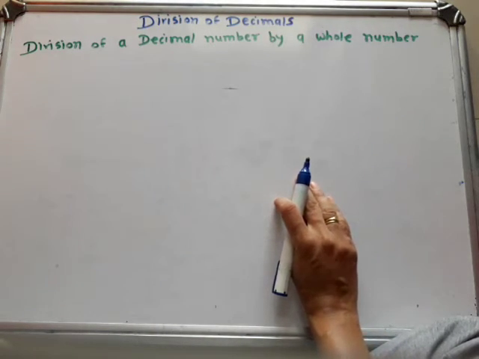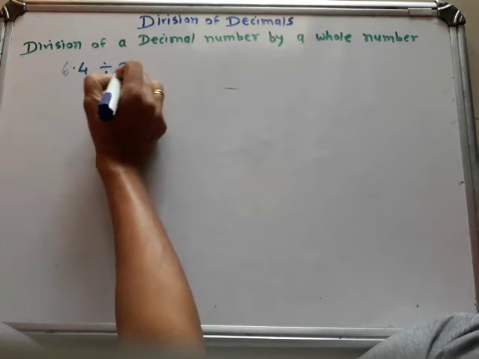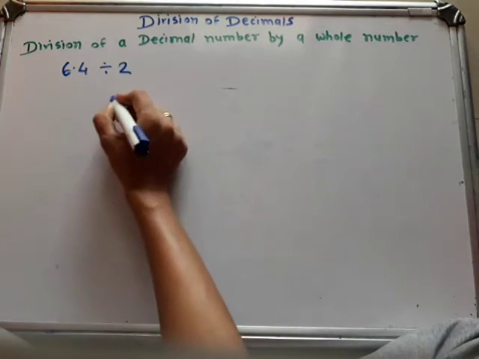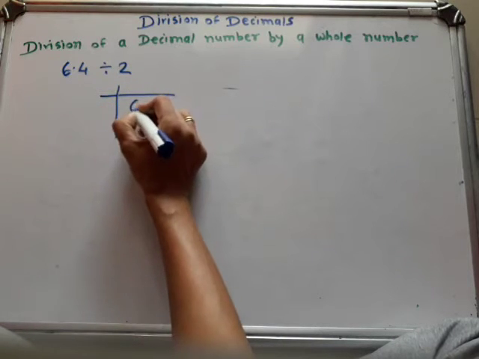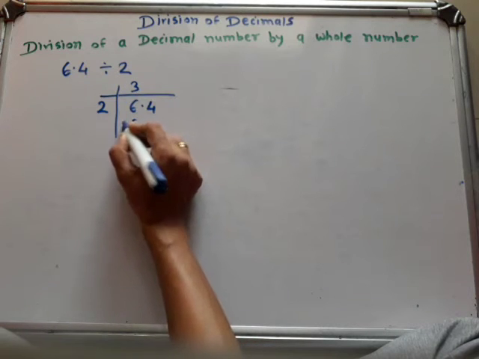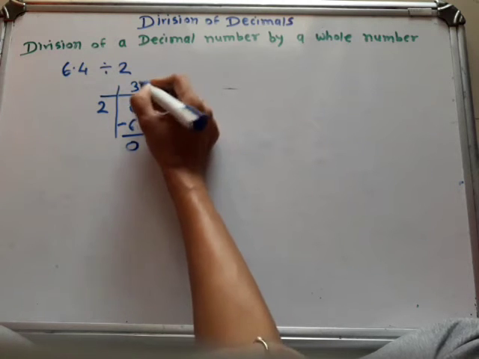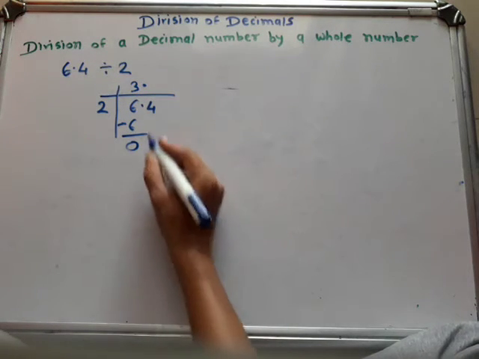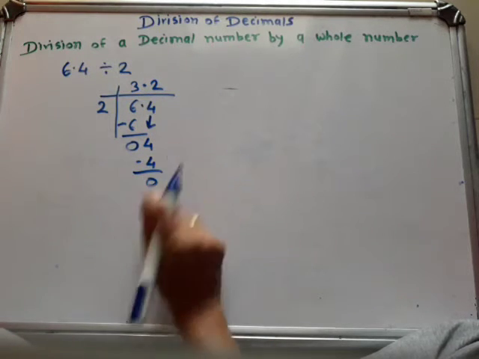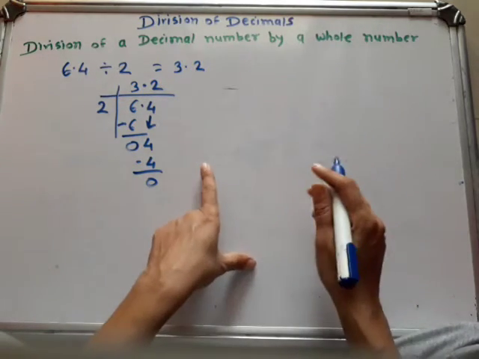So suppose your number is 6.4 divided by 2. Again, there are two methods to solve this question. Suppose 6.4, we simply divide this number by 2. 2 3s are 6. So here 6 minus 6 is 0. Now after this point here is the decimal point, so you have to put the decimal point first, then take the next number, and 2 2s are 4. So here we get the remainder 0 and your answer is 3.2. Okay, this is one method.